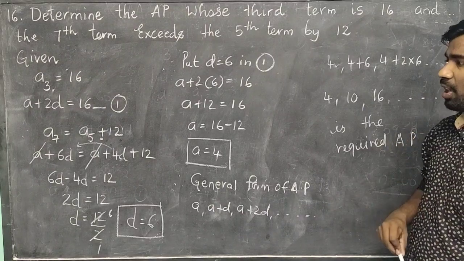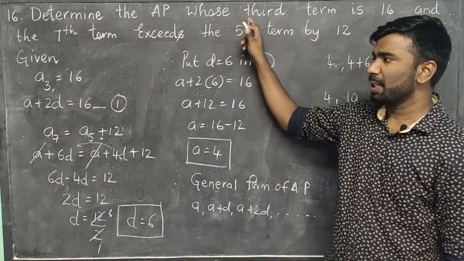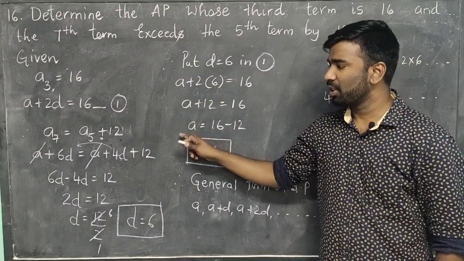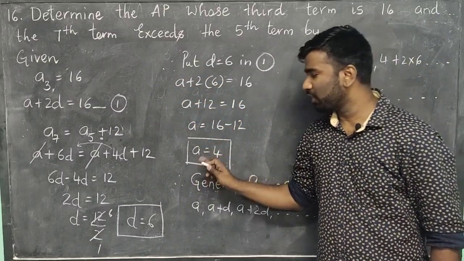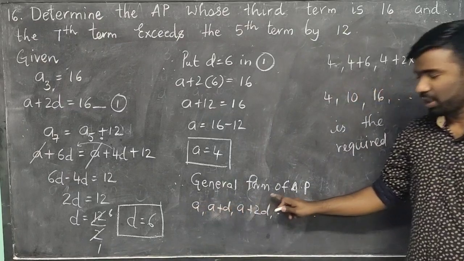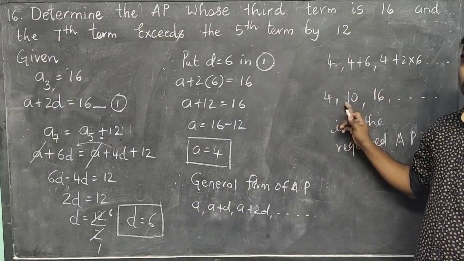Based on the condition in the question, put it in the form of an equation, then solve the equation to get the value of A and D, then substitute in general form to get the AP.